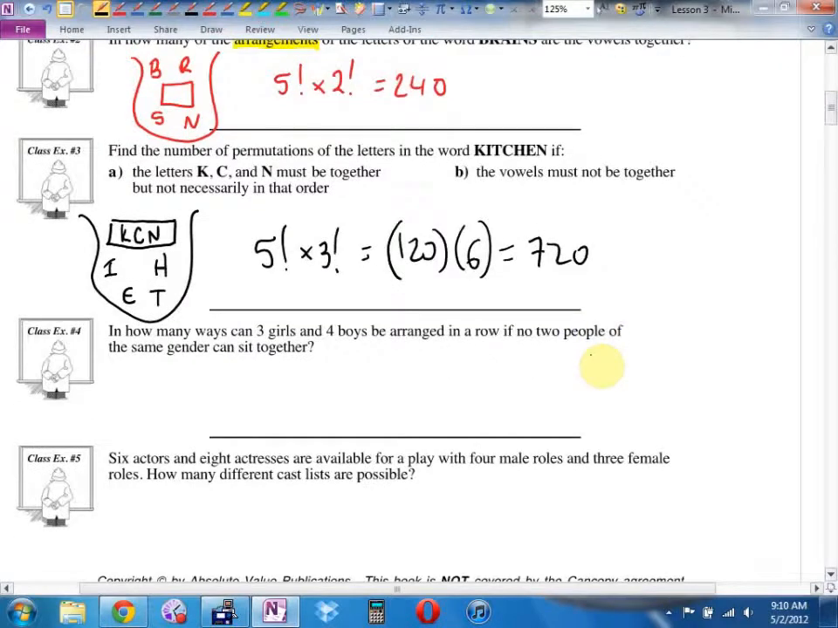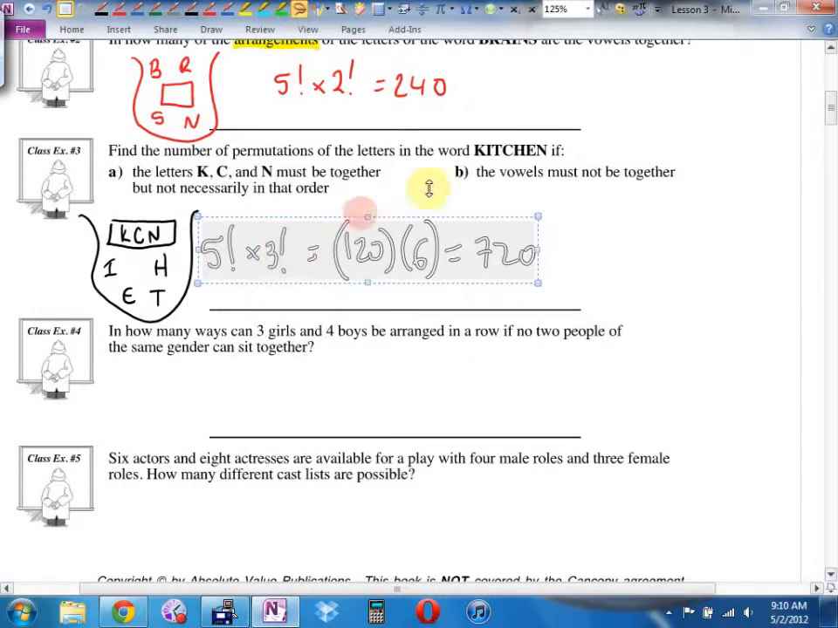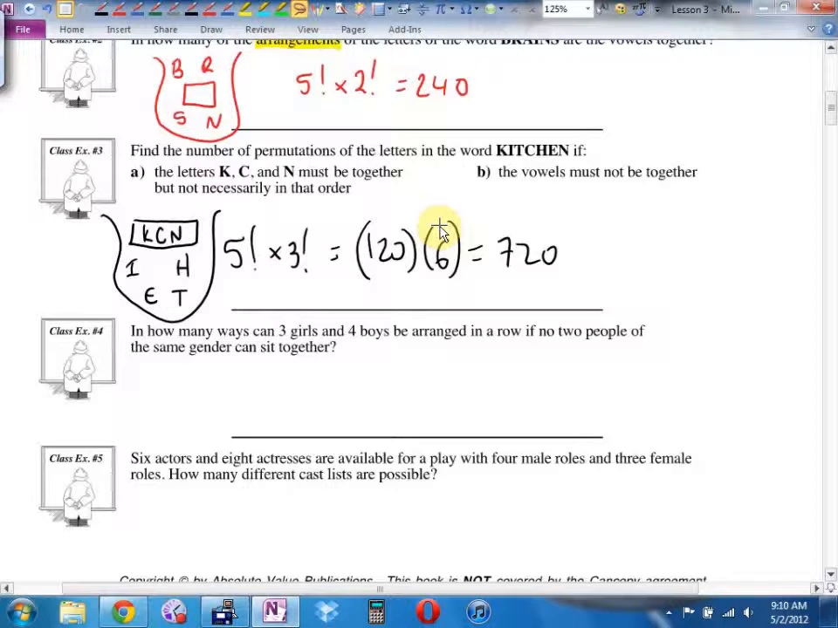Example 4. In how many ways can 3 girls and 4 boys be arranged in a row if no 2 people of the same gender can sit together? Oh, wait a minute. I didn't do B. I didn't leave enough room to do B. I'll just talk about how I would do B. I wouldn't. Well, I sort of would.